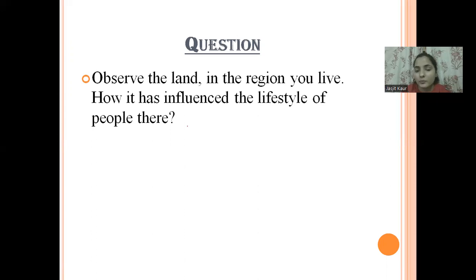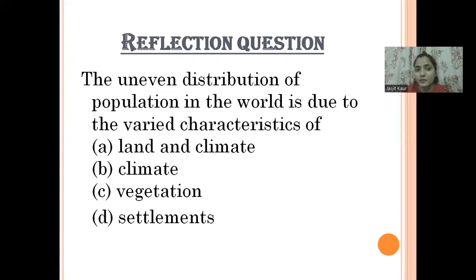So this is one question for you, and then we have an MCQ for you. You have to answer which factor is responsible for the uneven distribution of population in the world. Is it land, or climate, or only climate, or vegetation, or settlement? Out of these four, you have to select one option which is responsible for the uneven distribution of population.